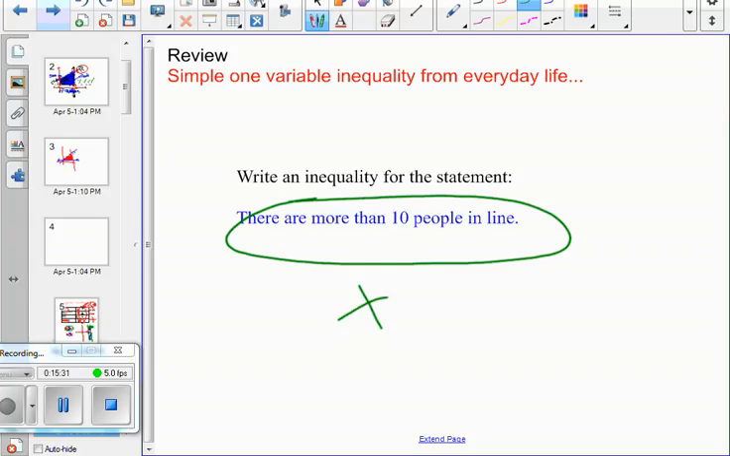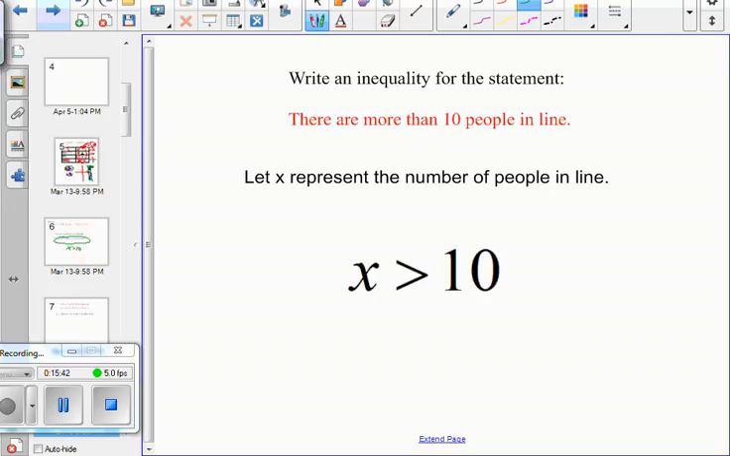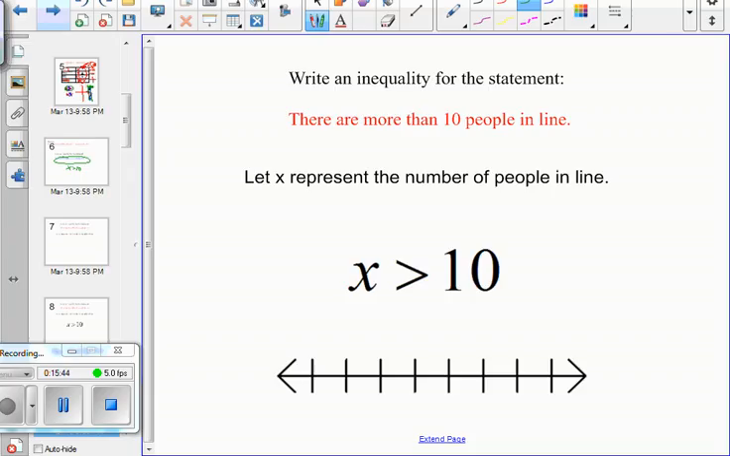Hopefully you said x is greater than 10. Raise your hand if you had that right. Good. That was a really, really easy one. Okay, so more than, come on, that's pretty much the same thing. How about we do a graph of it?